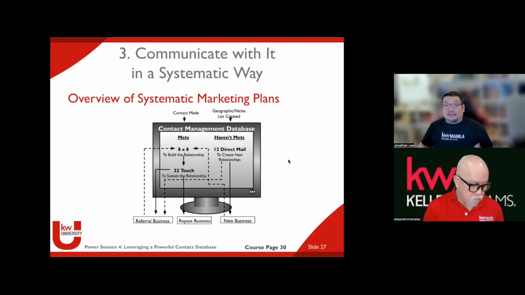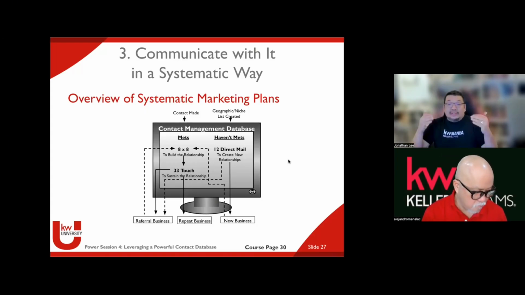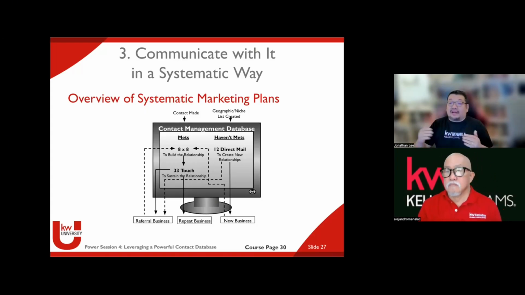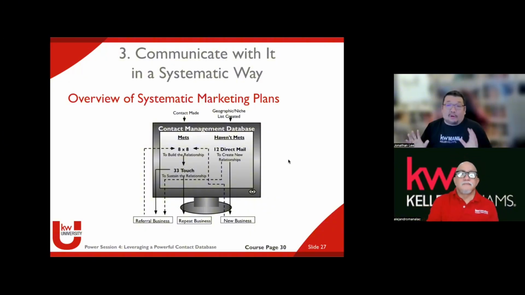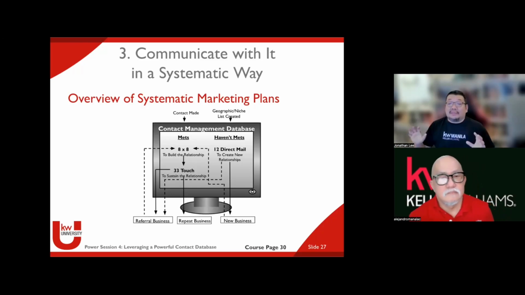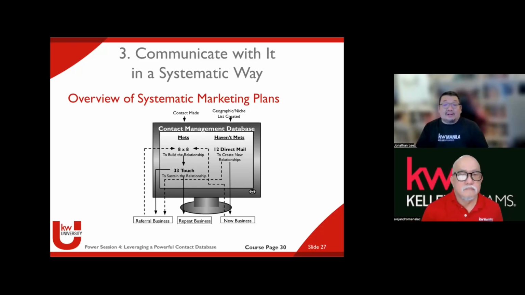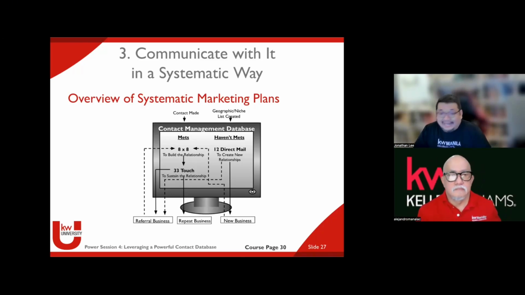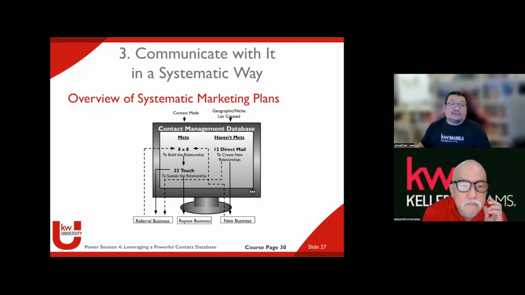Systematically touch them. Once you meet them, do this 8x8, 33 touches, 12 direct, every day to 10 or 12 or 20 people, right? If you can't do it systematically to a lot of people, do it to 10 or 20 people a day, right? You think about 8x8. 8x8 is to get new business or referral business. 33 touches are people that bought from you before to sustain the relationship. 12 direct is new people that you are trying to meet and trying to connect with.